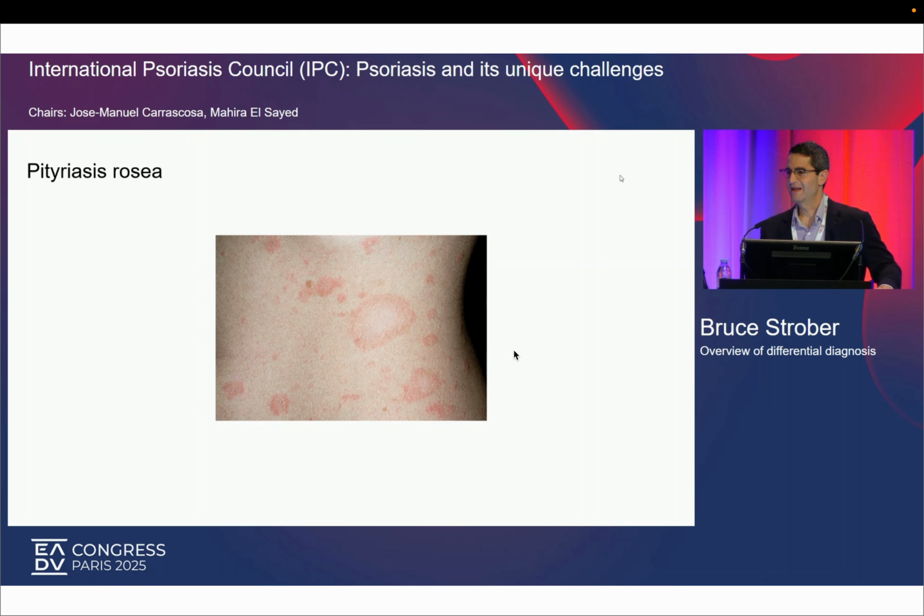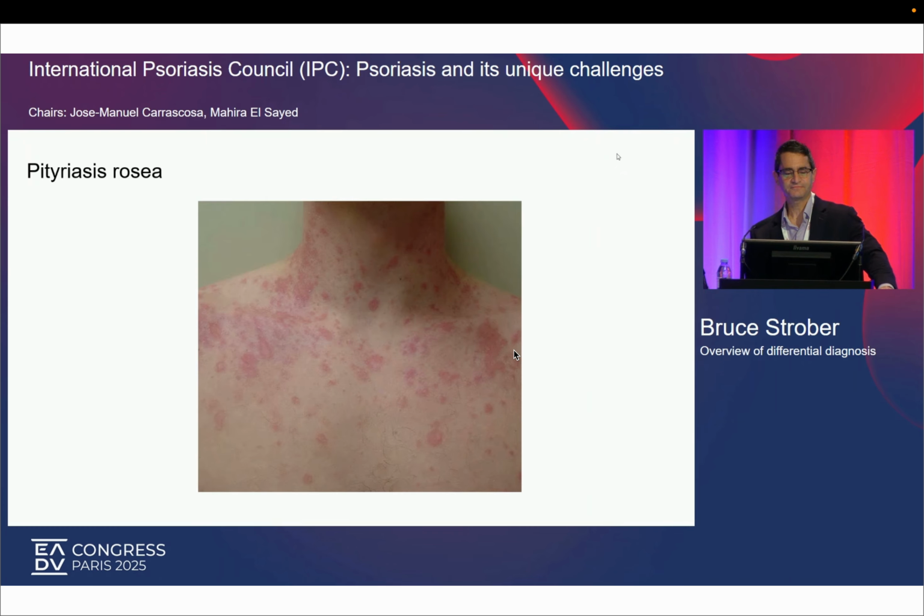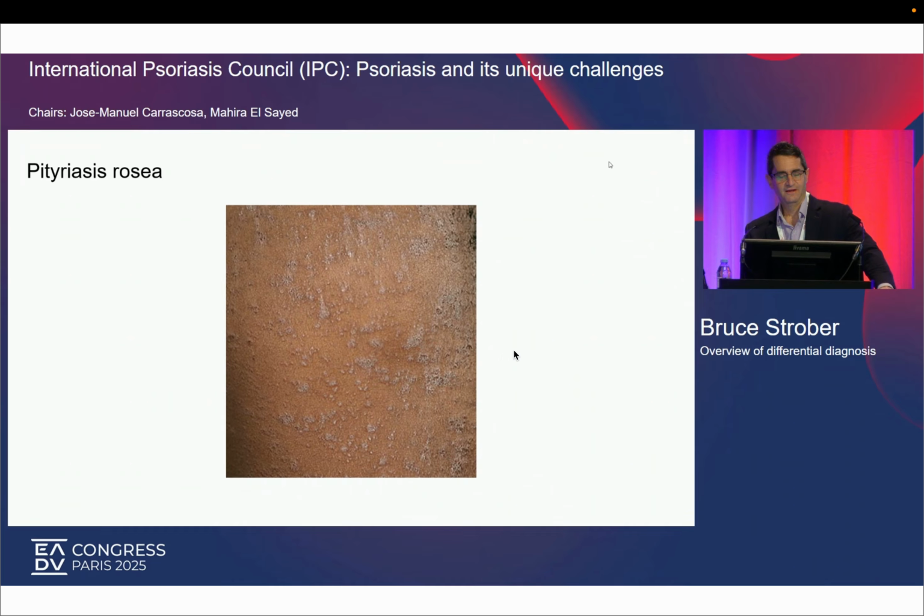Pityriasis rosea, again, has its unique morphology. It has what's called the herald patch, which is shown in this slide, the larger patch, annular patches and plaques, usually in a symmetric distribution on the trunk, usually a younger individual, usually post-infectious. Here's pityriasis rosea. And a trickier presentation of pityriasis rosea here on a darker skin-toned individual.